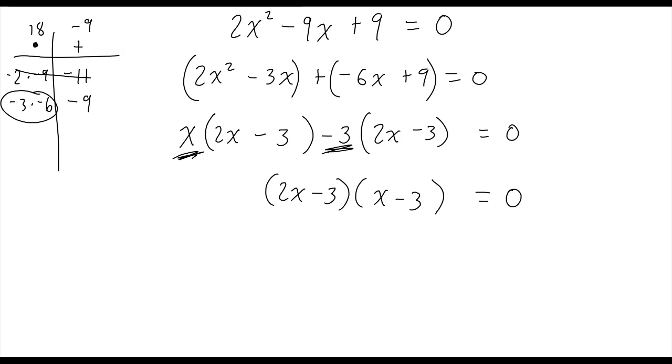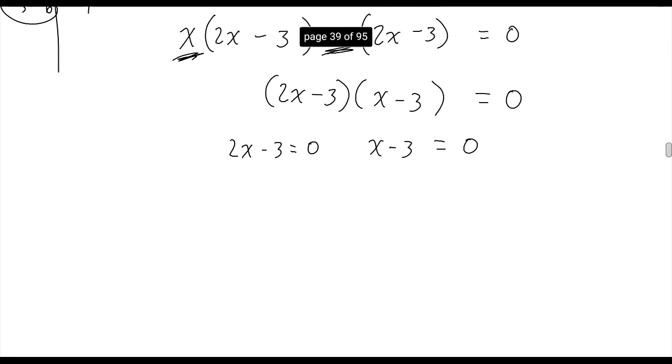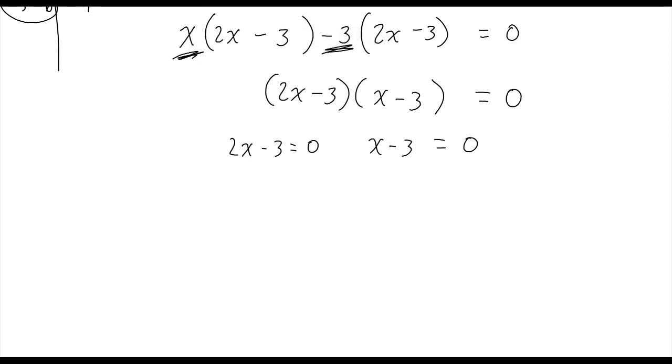Set both of these individually equal to 0. And then solve them both. Add 3 to both sides on the first equation. 0 plus 3 is 3. Divide both sides by 2. 3 over 2 is 3 over 2. So there's my first solution.